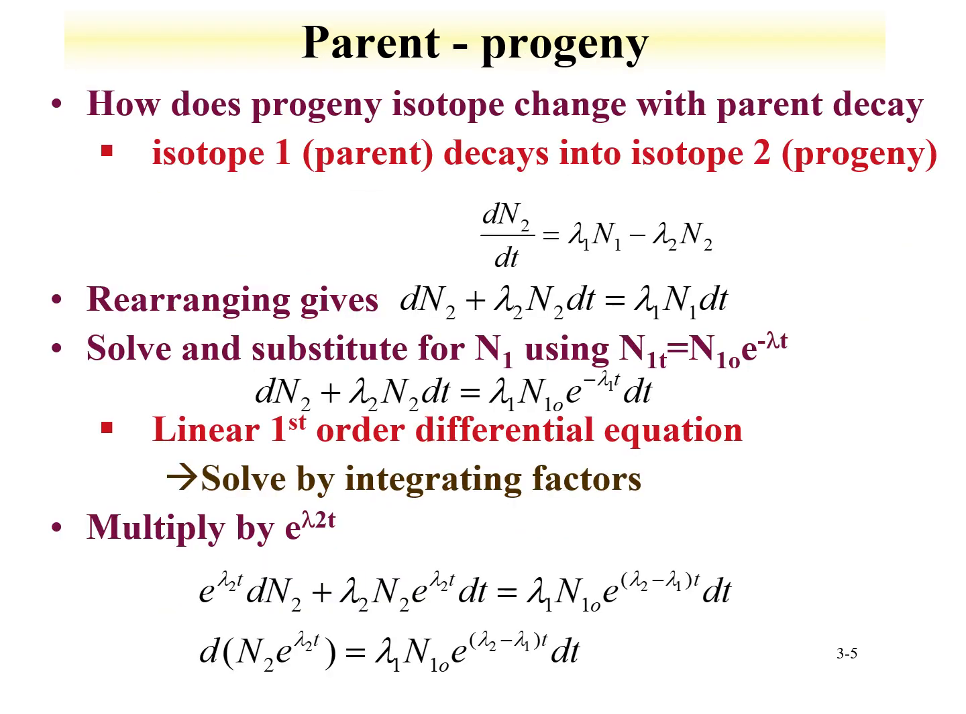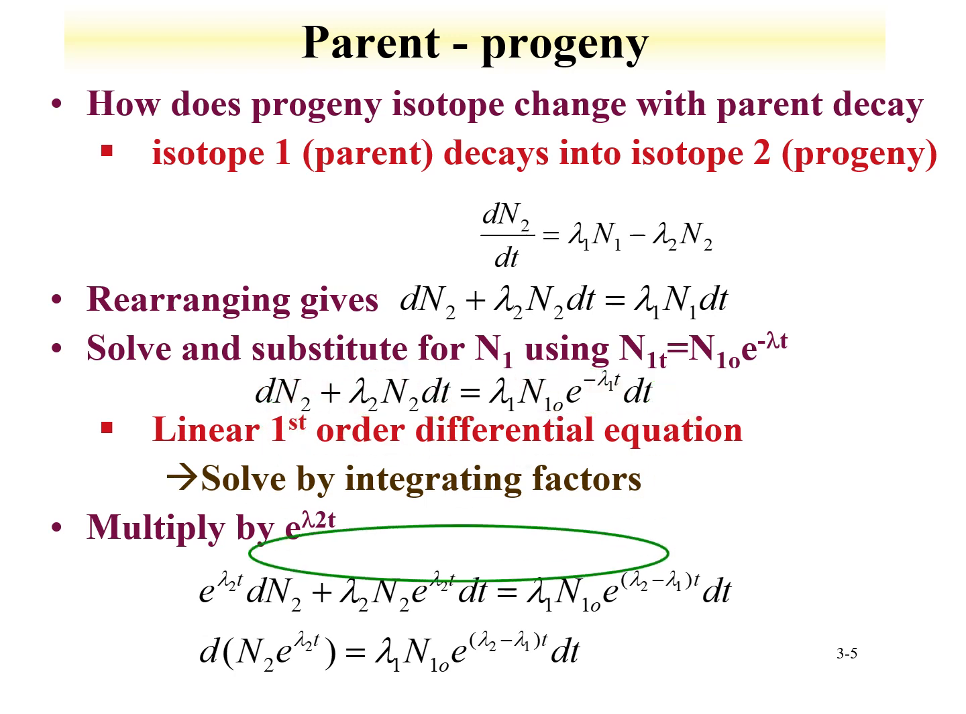Let's consider the case of a progeny isotope being produced from the decay of a parent isotope. So we have an isotope 1 and it decays into isotope 2. The change of isotope 2 as a function of time is just equal to the decay of the parent producing a progeny isotope and then any subsequent decay of that progeny isotope. We rearrange this equation and we get this term. So let's substitute for N1 using N1 at time t is equal to N1 naught, the initial amount, e to the minus lambda 1 t. That equation then becomes what is seen here.